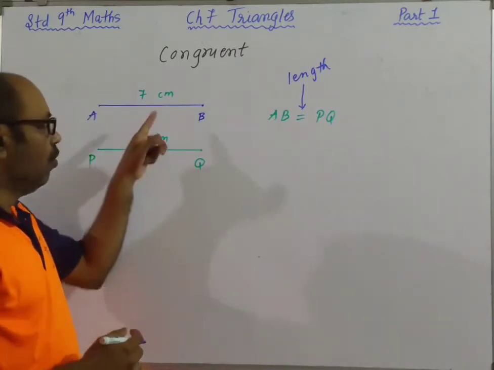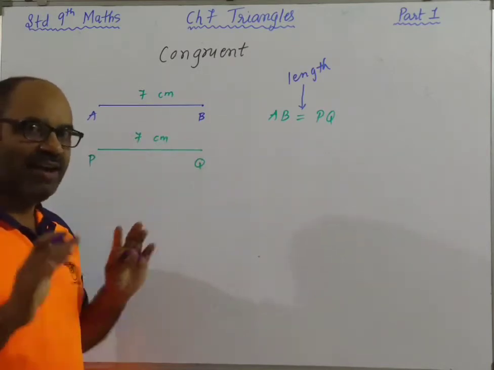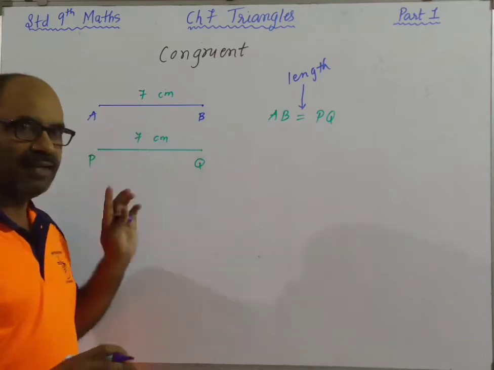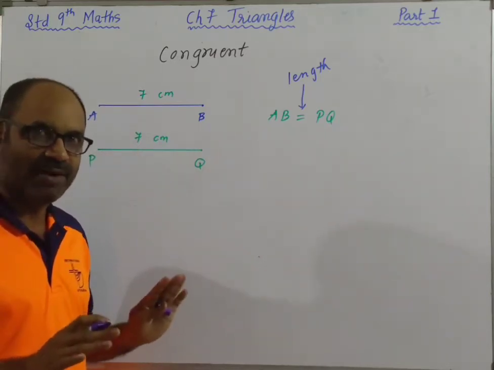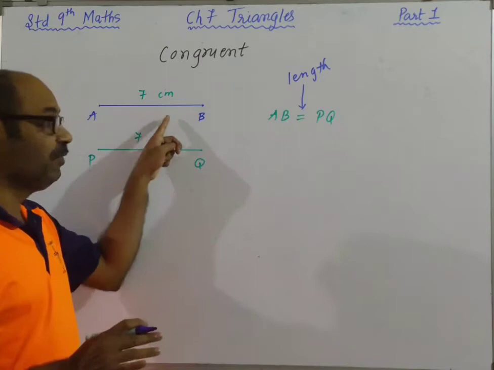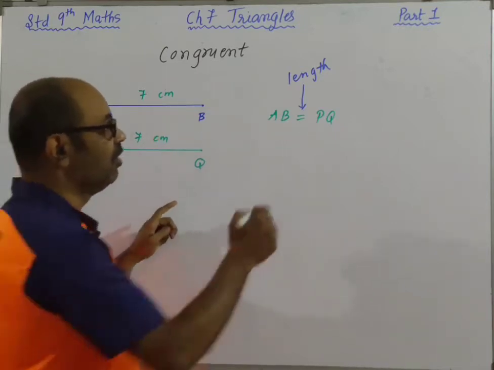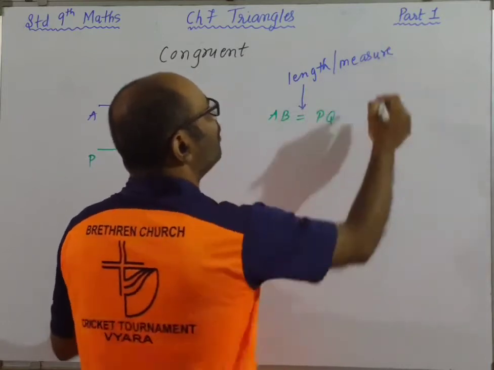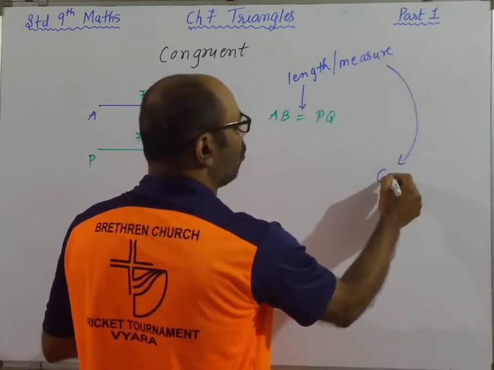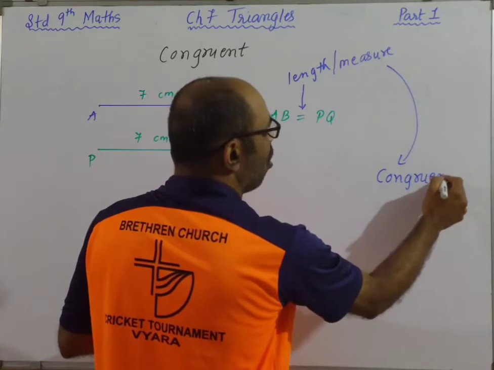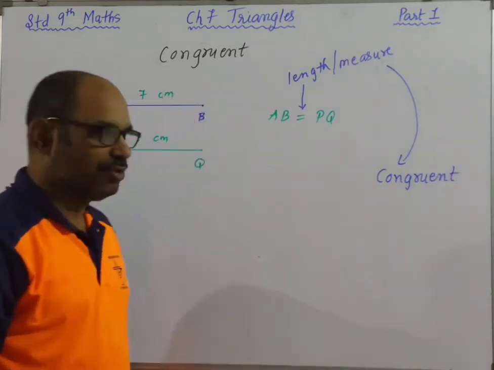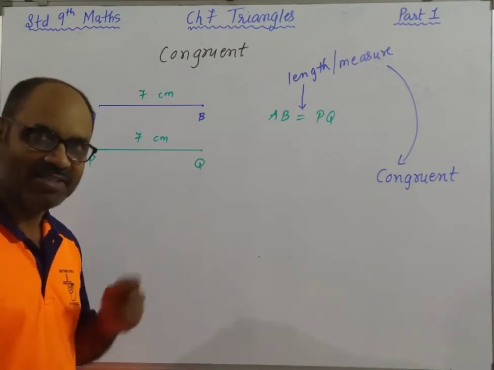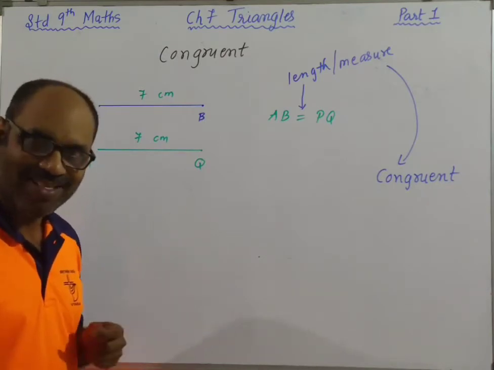These two geometrical figures, line segments, are some sort of figures in geometry, alright? If they have equal measure, equal length, they are said to be congruent. So your line segment AB and line segment PQ are congruent because they have equal measure, they have equal length, correct?